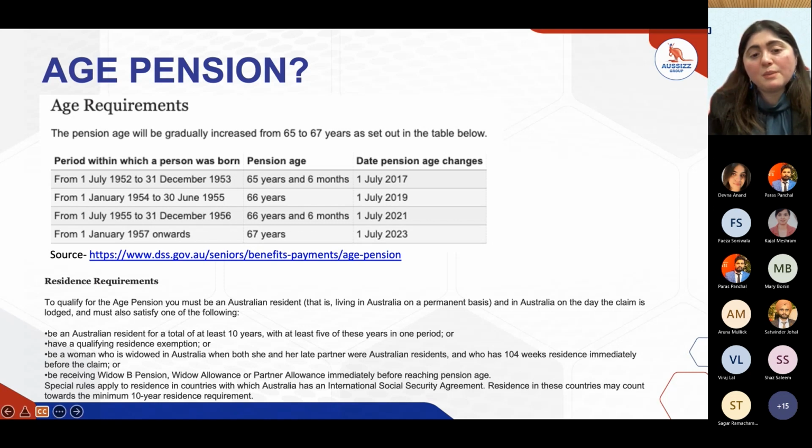So this is the residence requirement. I've just put in how and why they consider this age as the pension age. However, this is not relevant to the application, but it helps to understand why this age is called the pension age.